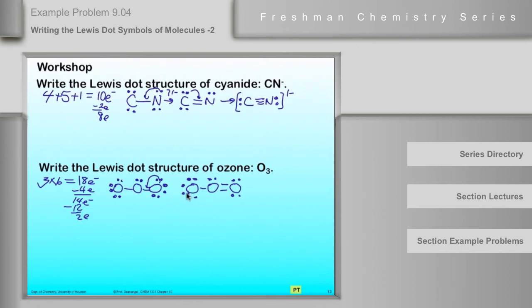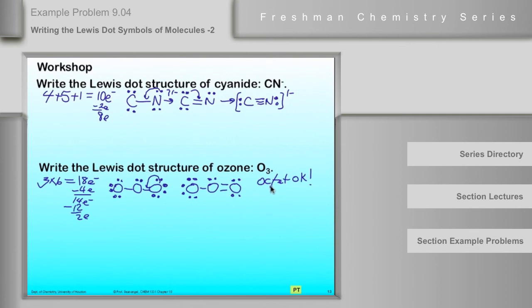Have I satisfied the octets? No? Which one isn't satisfied? They are all satisfied, aren't they? Each oxygen has 8 electrons around it, so this thing is octet. Okay.